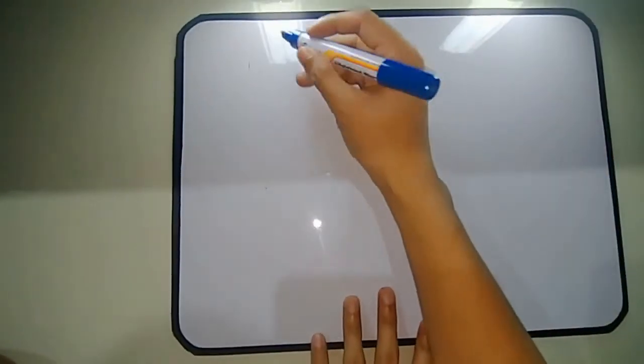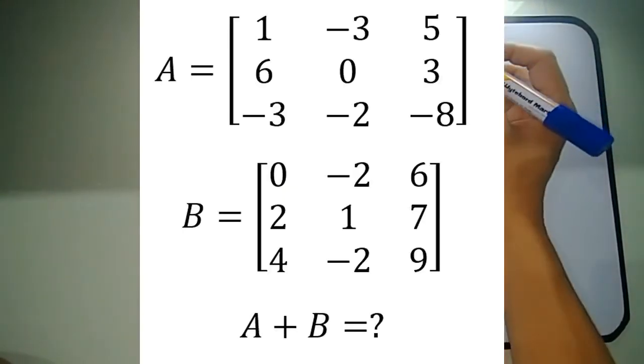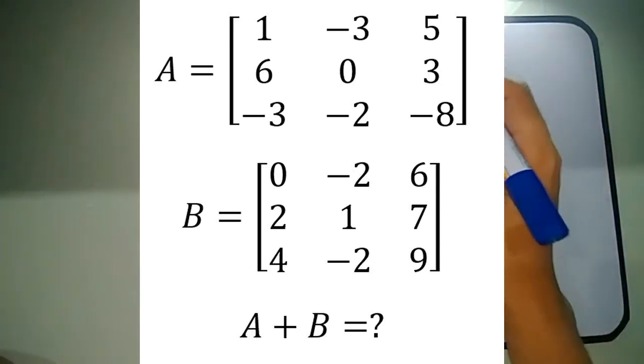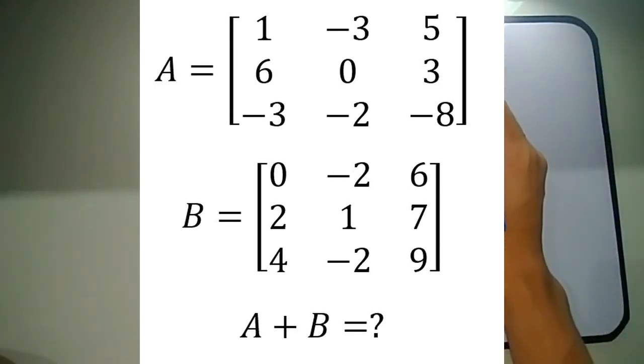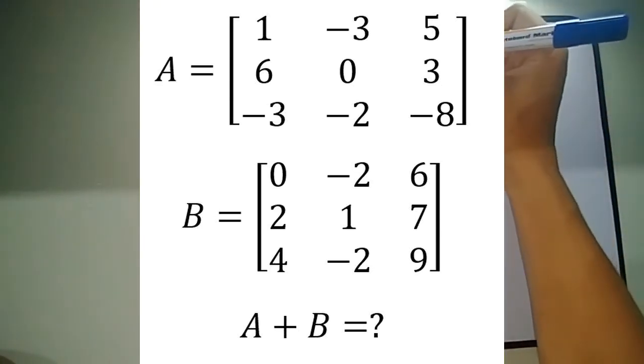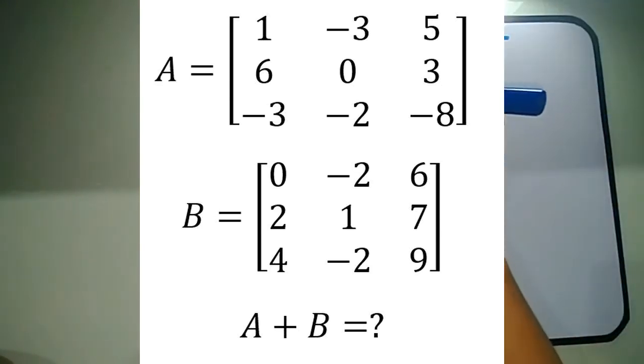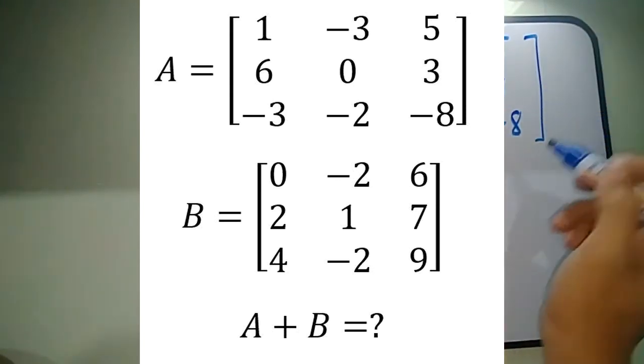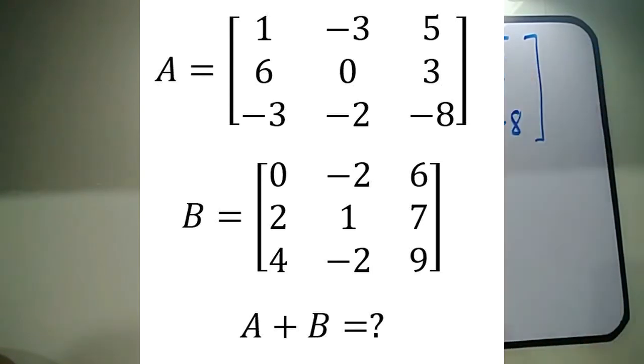So when you're adding matrix, for example here we have A, matrix A natin is a 3 by 3 matrix. Basically guys, meron tayong 3 rows, 3 columns. So I repeat guys, yung ating row is your horizontal, yung vertical is the column. So we have here 1, negative 3, we have here 5, 6, 0, 3. Negative 3, negative 2, negative 8. So this is a 3 by 3 matrix. So we have here 3 rows and we have here 3 columns, the vertical. So matrix B is, so pag nag-add tayo guys, hindi pwedeng magkaibang size nila.